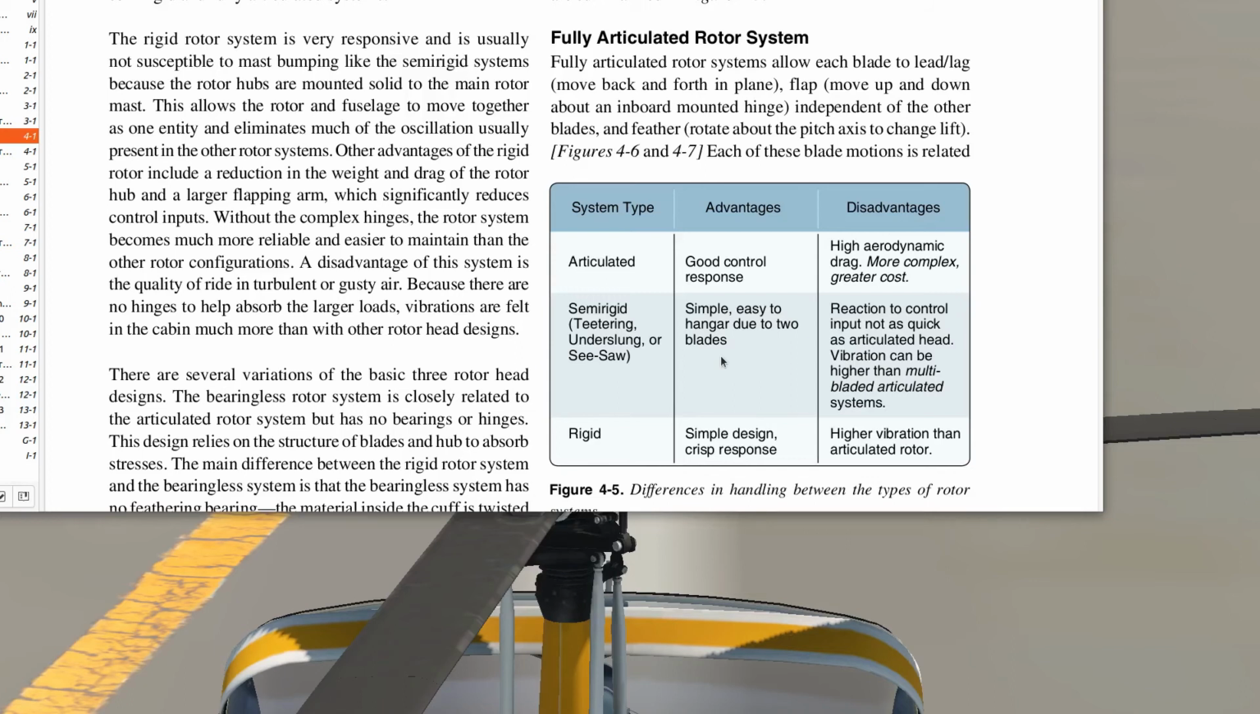What are some downsides? It's not as quick as an articulated system to respond. It can have higher levels of vibration. And, you know, we talked already about things like mast bumping and other downsides, which are substantial to the semi-rigid system. Then we have rigid. What's the plus? Simple design, very crisp on the responses, but you might have higher vibration because it's not fully articulated. And that, you know, expensive rotor system is absorbing all those stresses.